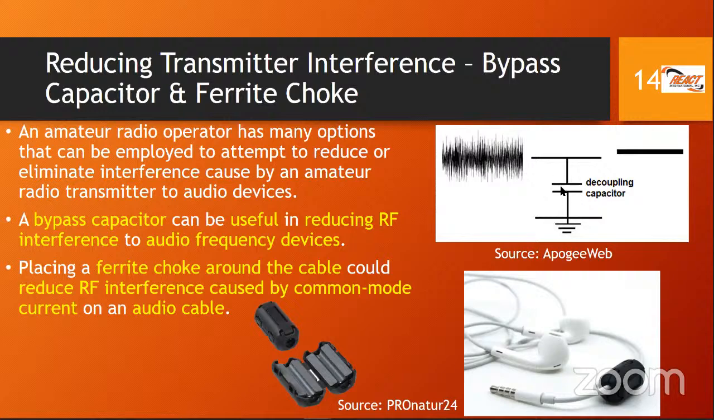You put a bypass capacitor, sometimes called a decoupling capacitor, in the circuit. And notice here you have that interference. When you put that bypass capacitor in, guess what happens? You just get the signal. You don't have that interference.